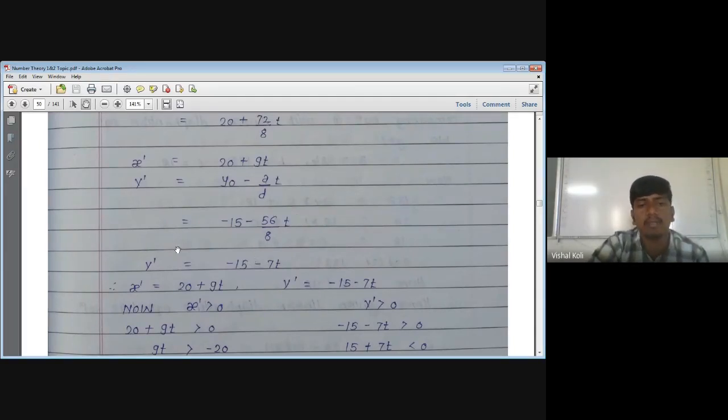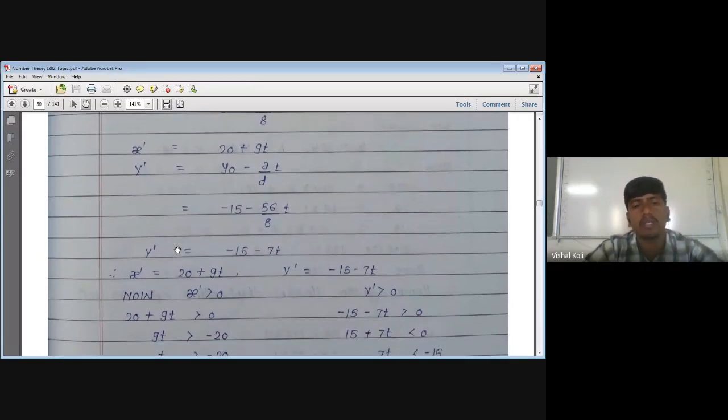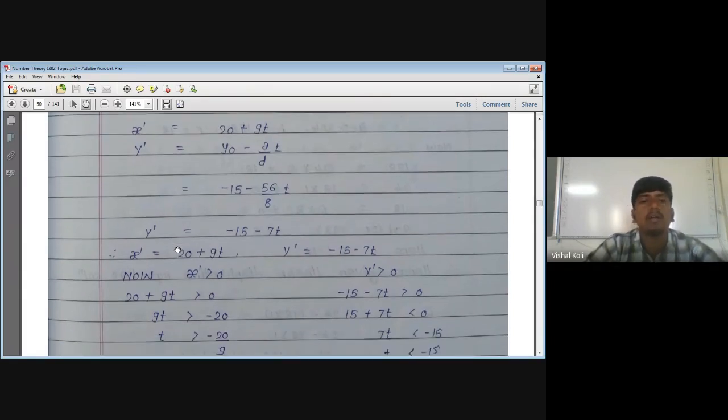Therefore here we get the values of x dash and y dash, which are nothing but 20 plus 9t, and y dash is nothing but minus 15 minus 7 into t. Now, as the given linear Diophantine equation has a solution, for each value of t we get one solution. Therefore there are an infinite number of solutions for the given linear Diophantine equation, one for each value of t, where t belongs to the set of integers.